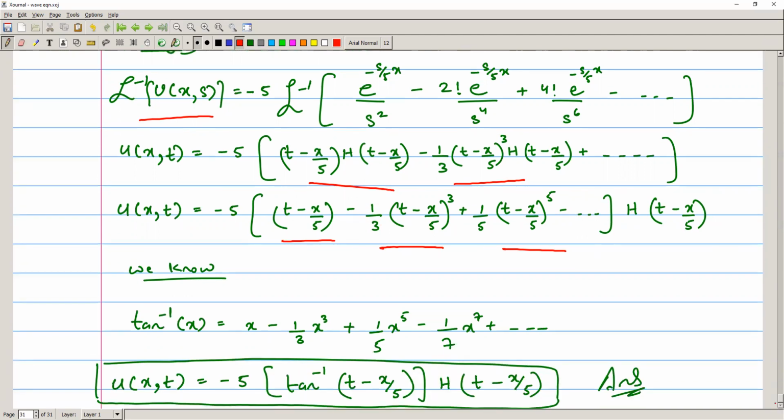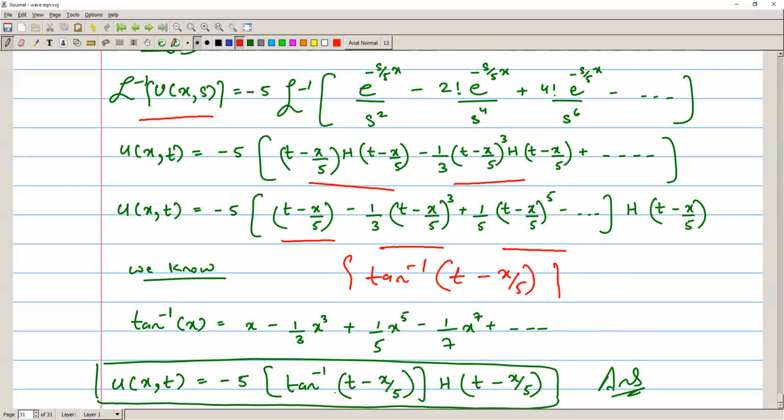We know that tangent inverse x is equal to x minus 1 over 3 x cubed plus 1 over 5 x to the 5 minus 1 over 7 x to the 7 and so on. Therefore, instead of this whole function, we can write simply tan inverse of t minus x over 5, right? So we will plug this value in the bracket and we will get the answer finally. That is u of x comma t is equal to negative 5 times tangent inverse of t minus x over 5 times the Heaviside of t minus x over 5.